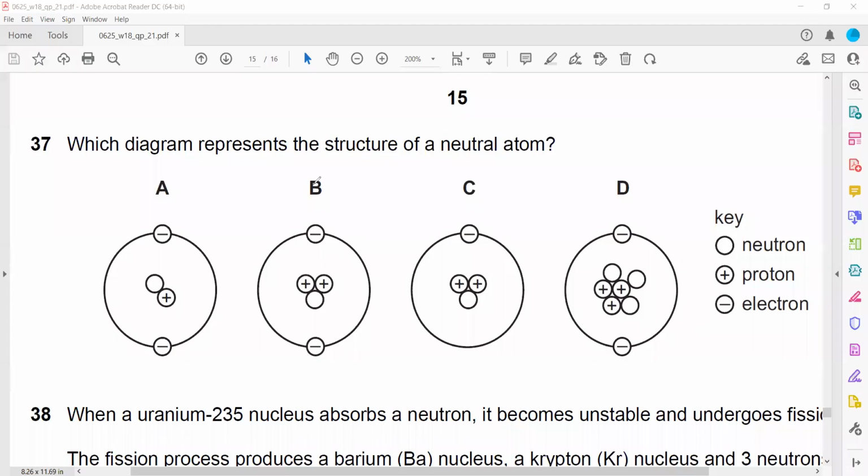Which diagram represents the structure of a neutral atom? For the atom to be neutral, the number of protons should be equal to the number of electrons. When we check A, it has one proton and two electrons, so it cannot be neutral. B has two protons in the center and two electrons, so it will be neutral. What about C? It has two protons and one electron, so it won't be neutral. What about D? It has three protons and two electrons, so it won't be neutral. So to be a neutral atom, it should have an equal number of protons and electrons.